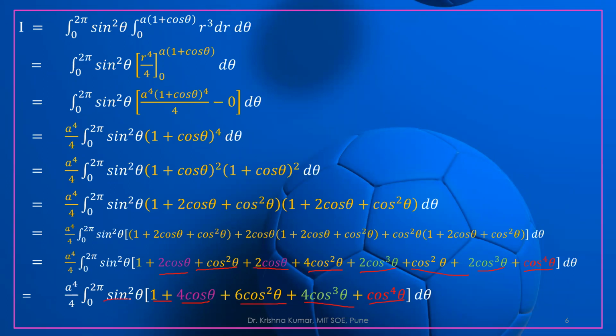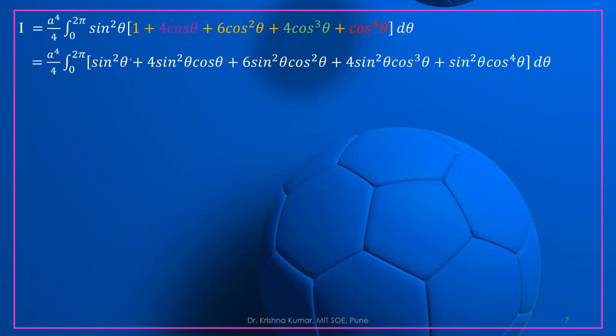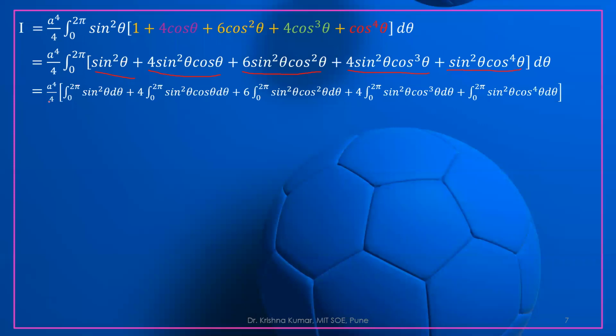Now we have to multiply this with the sin square theta. So we are getting this, where we have taken the same example. So sin square theta, 4 times sin square theta cos theta, 6 times sin square theta cos square theta, 4 times sin square theta cos cube theta, and sin square theta cos to the power 4 theta. Okay, now let us take the different integrals. Now this is the first integral, second integral, third integral, fourth, and fifth.